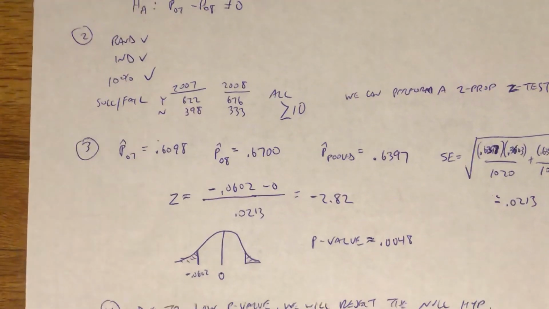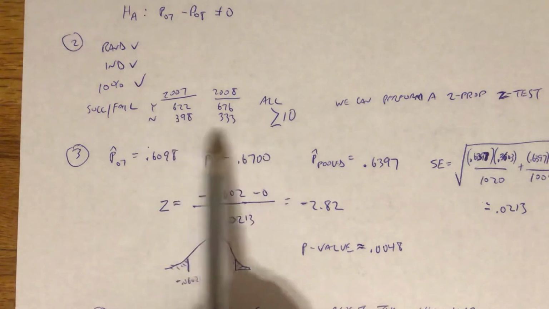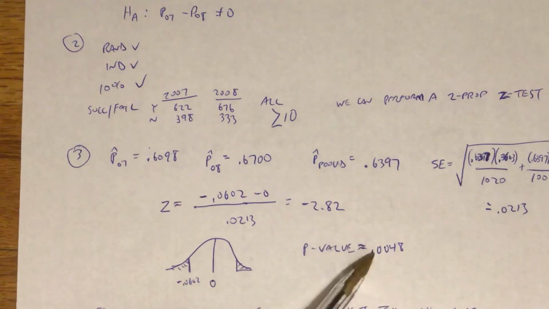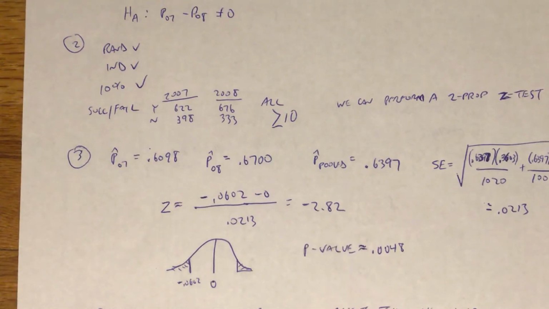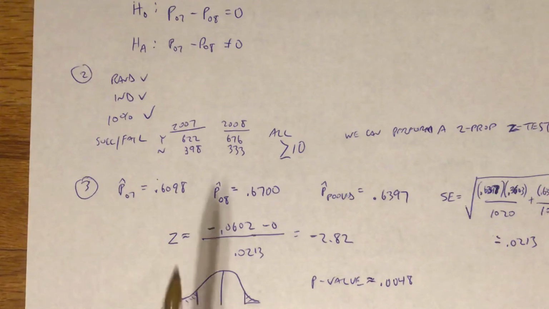Part 3 are the calculations. Now you can throw all this into a calculator if you know how to do it. If you put all this in the calculator, the only things they require you get are the z-score and the p-value. So you need these two things to get credit, which the calculator will give you. Just to show you a little more of the mechanics.